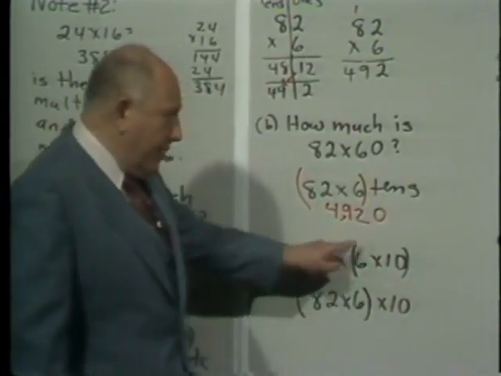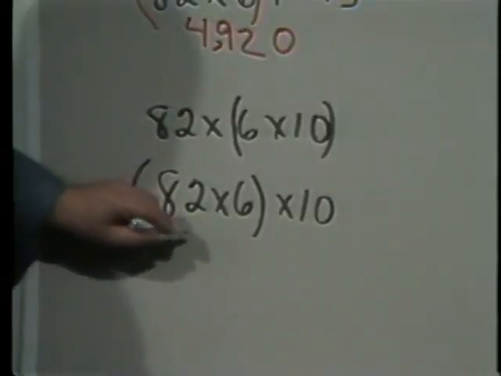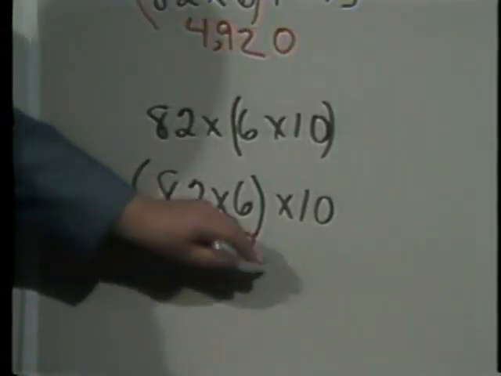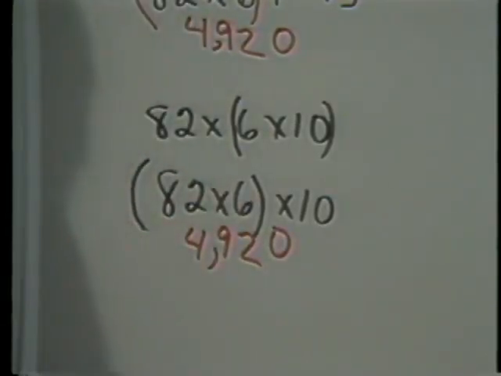multiplied by 10. You see, we can shift the parentheses over here. In part A, we found out that this was 492. Now how do we multiply by 10? We just annex a 0. And there's the same answer, 4,920.